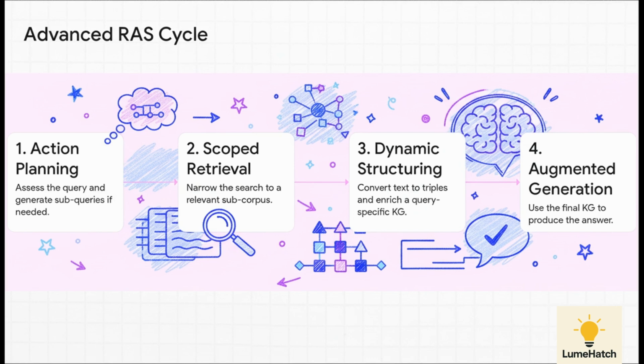First, it plans its attack, breaking a big question down into smaller ones. Then, it narrows the search, focusing only on the most relevant stuff. Step 3 is where the real magic happens. It dynamically pulls apart sentences and turns them into structured data, subject, verb, object, and builds a custom knowledge graph on the fly, just for your query. And finally, it uses that custom-built graph to put together an incredibly precise answer.